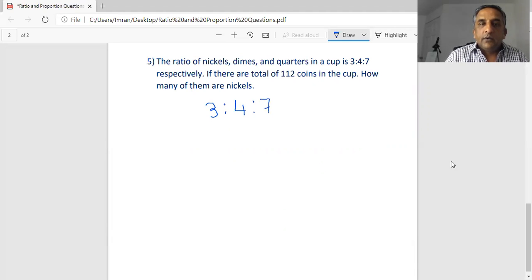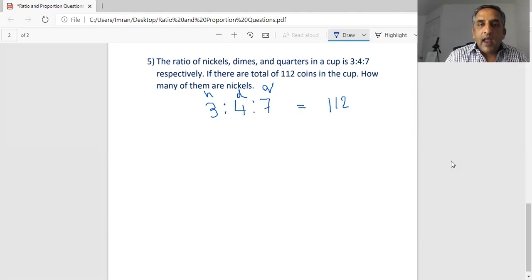So remember, they are in the same sequence: nickels, dimes, and quarters. The first one is 3, so it will be N, which is nickel. Then dimes is this one, D. And quarters is here, so we can write Q here. If there are a total of 112, you see they are saying total, it is 112. It's not the total of this one. This is the total number of coins in the cup, 112. How many of them are nickels?